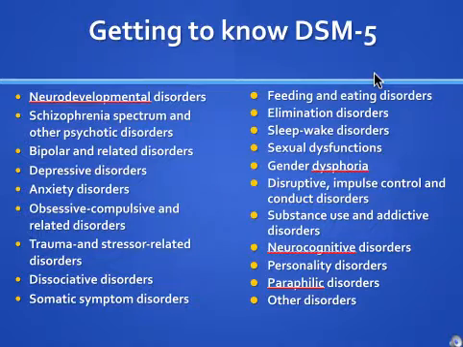Neurocognitive disorders may sound an awful lot like neurodevelopmental disorders, but they do not have an onset during childhood. They typically have an onset in later adulthood, though they can have an onset at any time. For example, when someone experiences a traumatic brain injury that alters their cognitive functioning significantly, that would fall under neurocognitive disorders.